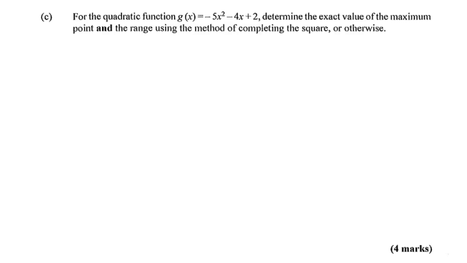Part C, for the quadratic function g of x equal minus 5x squared minus 4x plus 2, determine the exact value of the maximum point and the range using the method of completing the square or otherwise. So we're going to rewrite the function by completing the square. So the function g of x, we rewrite it. So we're going to factor out minus 5.